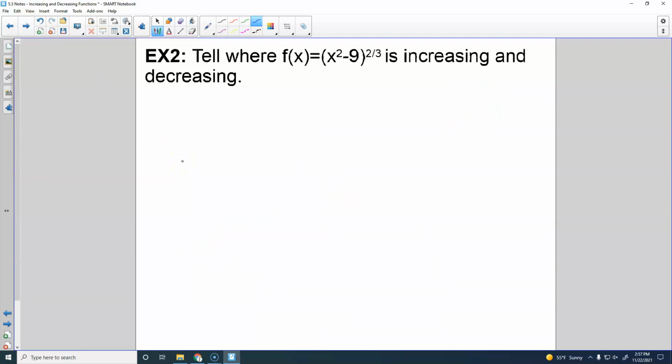Next one. All right. We're getting slightly more difficult here. We need to take our derivative. Okay, Alfredo, tell me how to take that derivative. Okay, tell me what I'll get. 2/3 times x squared minus 9 times 2x, almost to the negative 1/3.